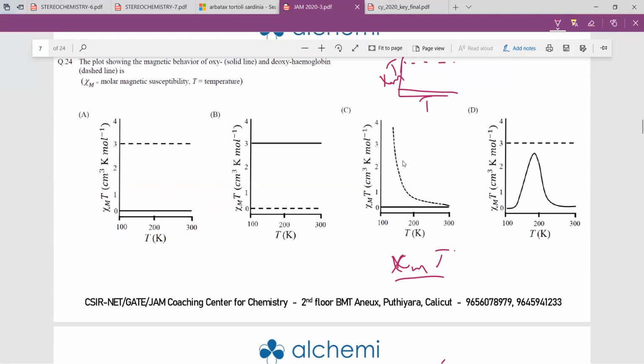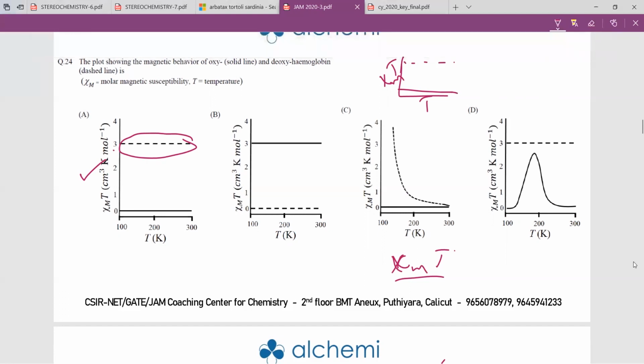From option A or B, you can conclude the answer by looking at the value. You know that the magnetic susceptibility of a paramagnetic substance is very high when compared to diamagnetic substances. So option A will be the right answer because you can see the value of chi-m will be very high for paramagnetic substances. So the answer is option A.